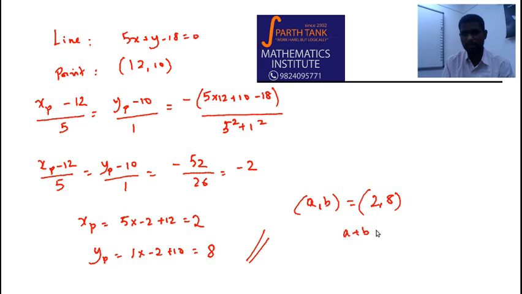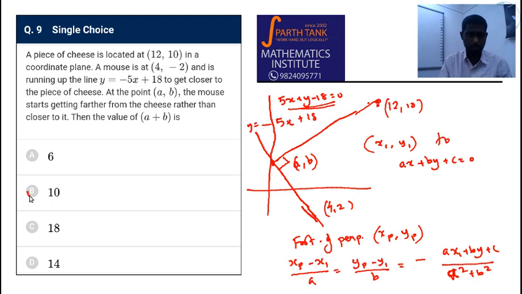So a + b is 2 + 8, 10. So the answer is option B, 10. Very simple. All you have to find is the foot of the perpendicular. Now you can use the same equation to find the image. You remember, if you multiply this term by a 2 here, that is the image of a point on a line, twice this whole thing.